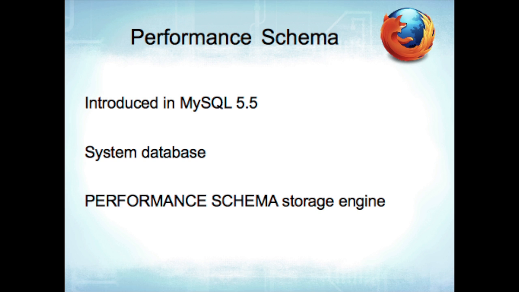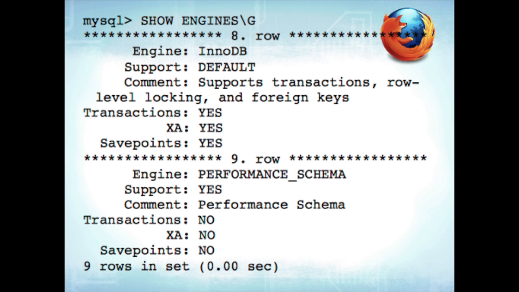There's a new performance schema storage engine, which you will never use, I will never use. We use InnoDB, we use MyISAM. But there is a performance schema storage engine, which they have made to help this. If you do show engines, you'll see normal ones like InnoDB, which supports transactions. Transactions, yes. Savepoints, yes. Performance schema, not transactional, but it is supported, and it's only for performance schema.